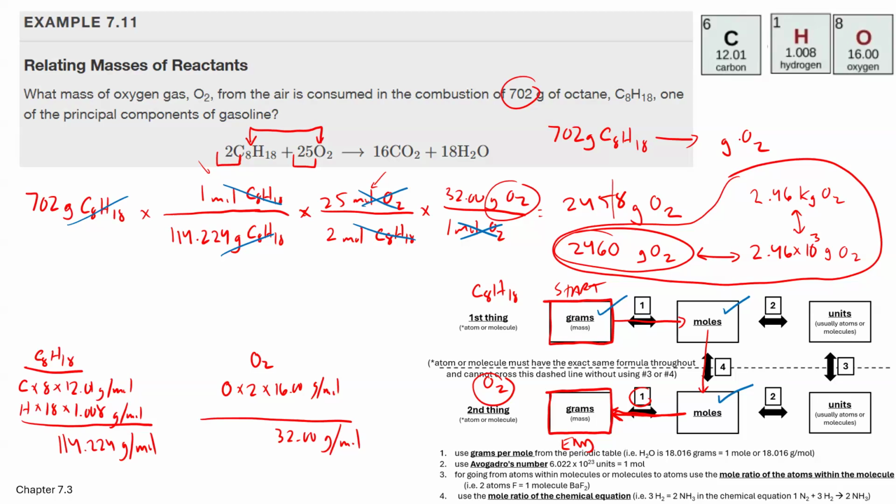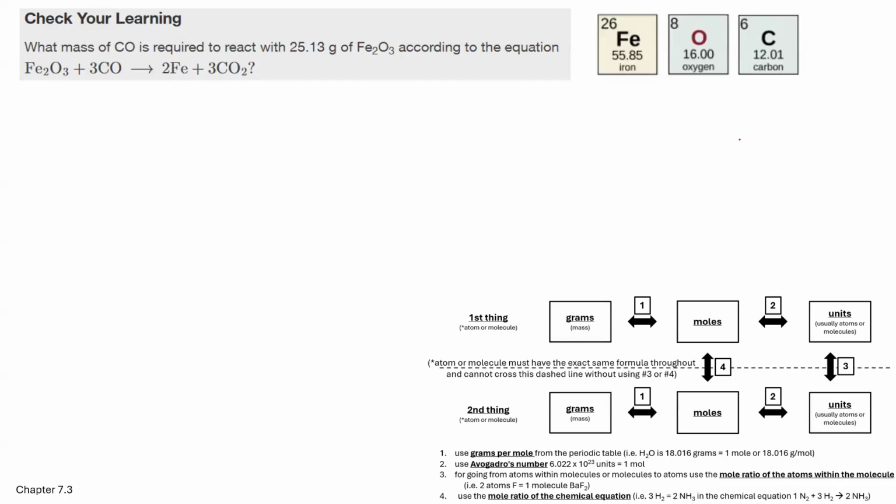All right, last one for this video. Is it last one? Yeah, last one. All right, what mass of carbon monoxide is required to react with 25.13 grams of iron oxide? Whoa, that's a lot of stuff going on. All right, let's do that. Let's write it out. 25.13 grams iron, and that's specifically 3 oxide. And we're going to grams of carbon monoxide.